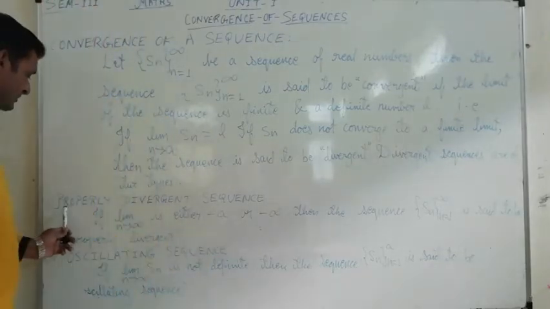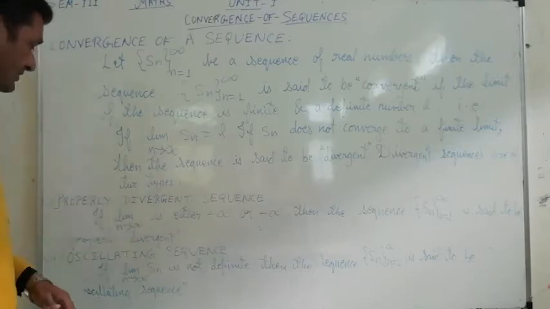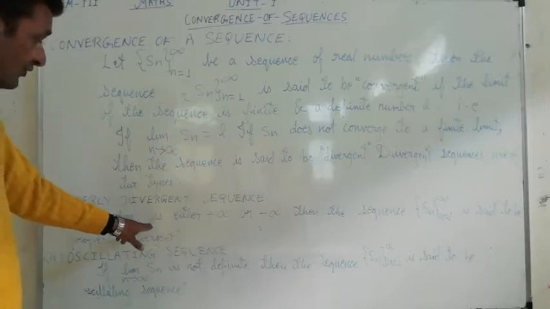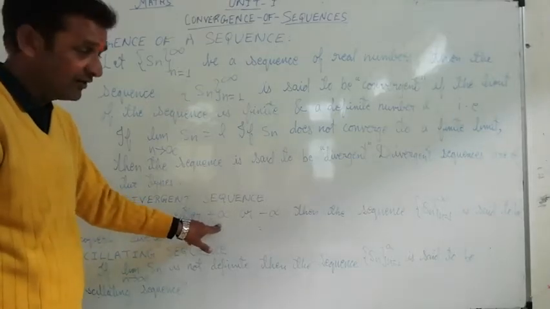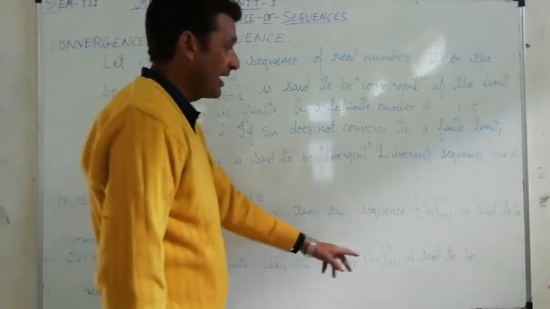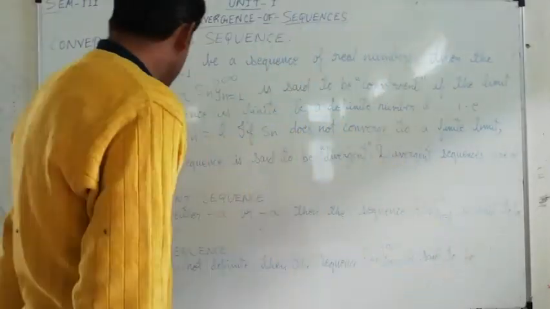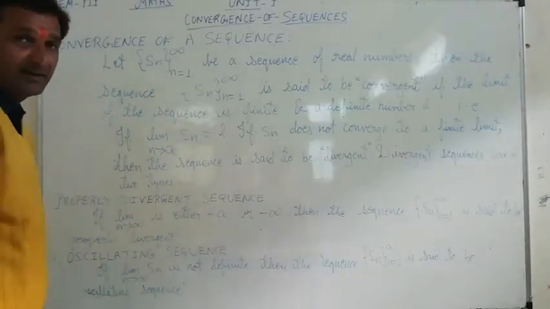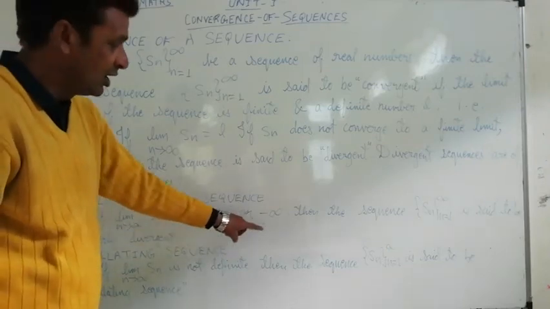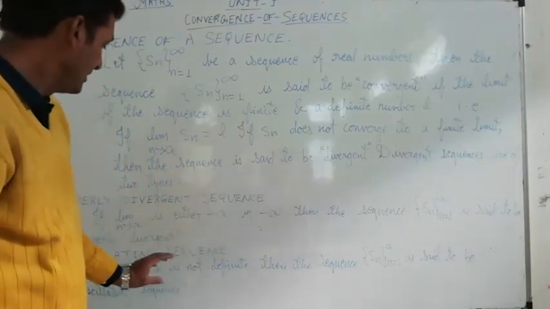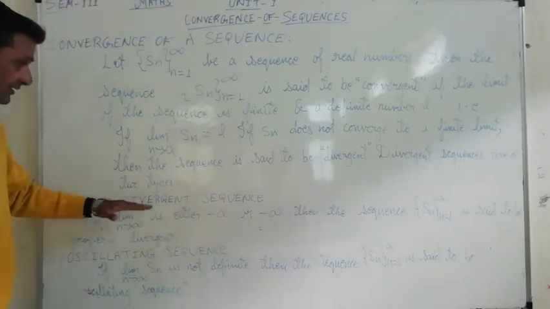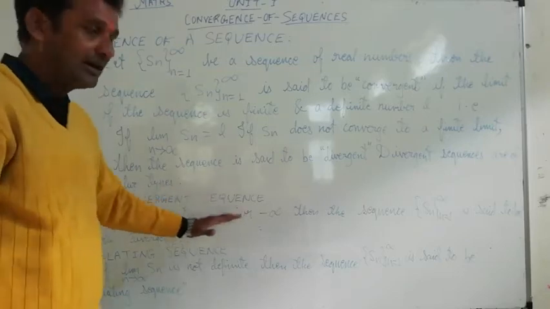One type is called the properly divergent sequence. Properly divergent means if limit n tends to infinity of Sn is either plus infinity or minus infinity, then the sequence Sn from n equal to 1 to infinity is said to be properly divergent. After solving this limit, if we get either positive infinity or negative infinity, it is known as a properly divergent sequence. This is the first type.